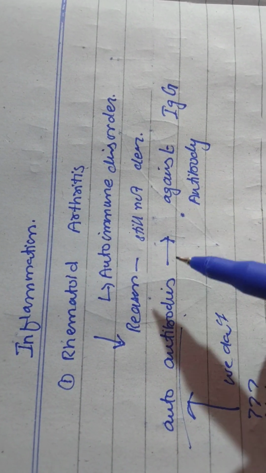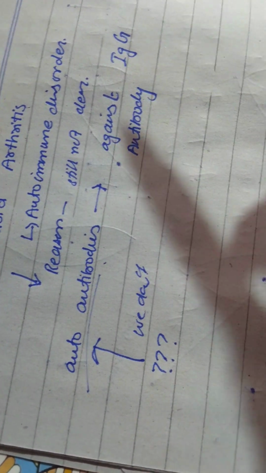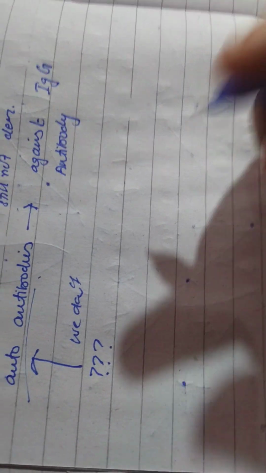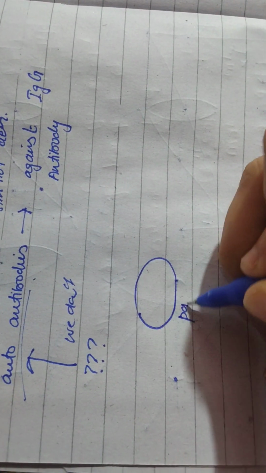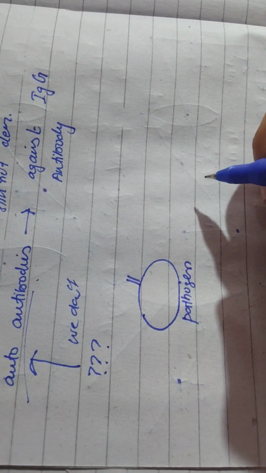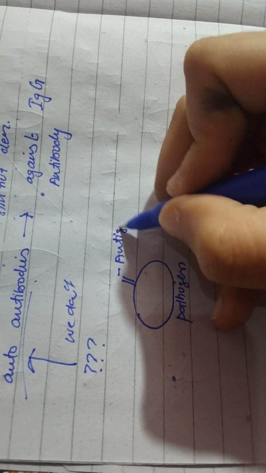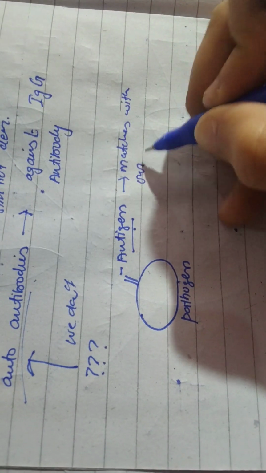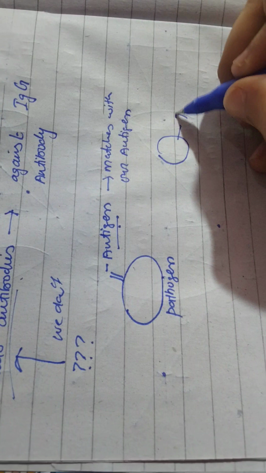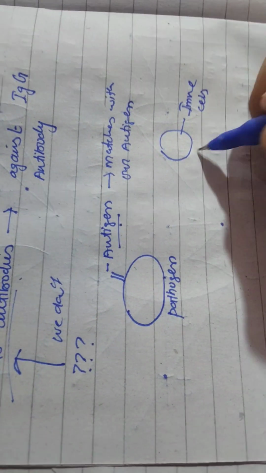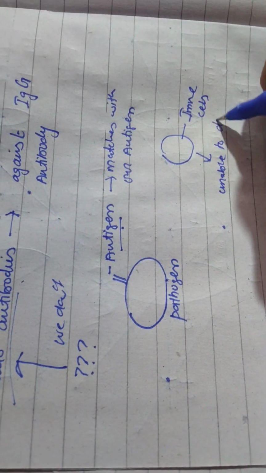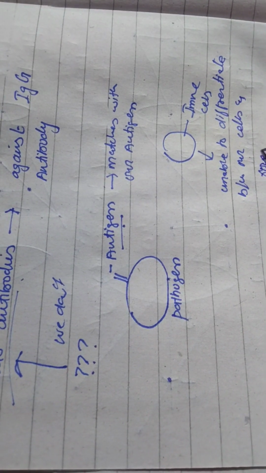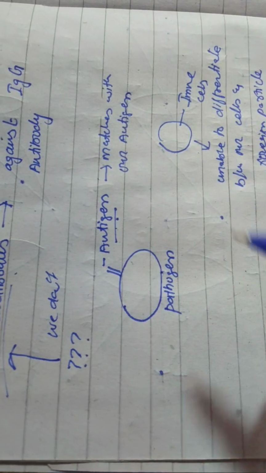What actually happens? In some books it is written, as I've told you, that these autoimmune antibodies work against our IgG antibody, but somewhere there is also a prediction. For example, consider that this is a pathogen, and it has an antigen, right? Its antigen matches with our antigen, and for example these are our immune cells. These immune cells are unable to differentiate between our cells and foreign particles. Why? Because the antigen is the same, right?